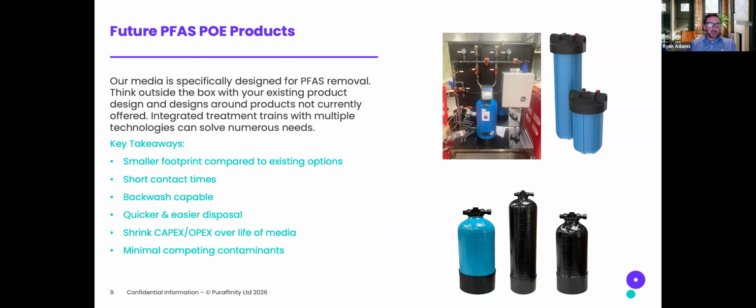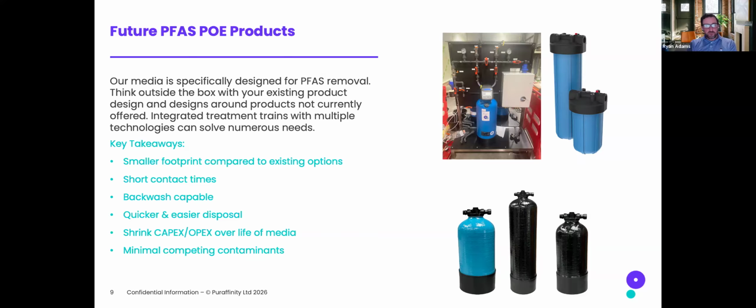We can shrink that footprint, with much shorter contact times, 30, 45, say less than a minute, basically. It's backwash capable, so if you put a control valve on them, you can absolutely set it up to backwash, rinse off the media a little bit, send it to drain, and then back into service. And then also, I mentioned shrink CapEx and OpEx there, and having minimal competing contaminants. There's not a lot at all that really competes with the media. So I mentioned earlier, it is designed to target PFAS, and it does a very good job of doing so.